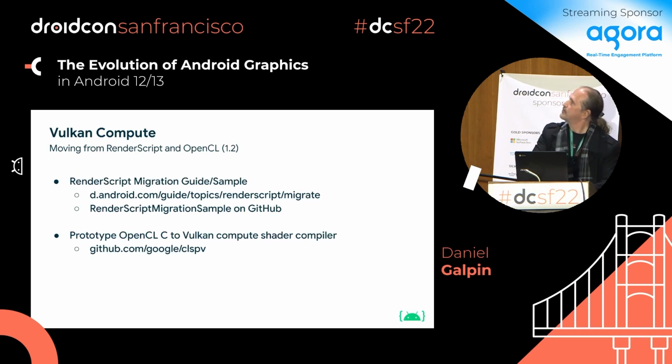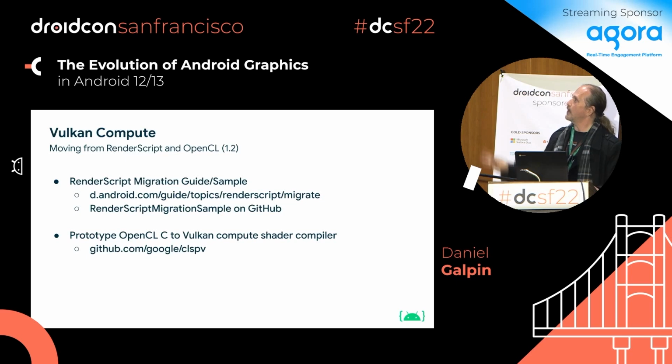So what we do have, however, if you're interested in playing with compute, is this really cool RenderScript migration sample, which seems like, oh, well, if I'm not doing RenderScript, it's probably not interesting, but it actually shows you how to build an entire Vulkan compute pipeline in about the simplest possible form. So it's actually really cool.